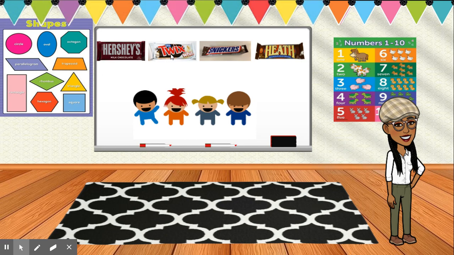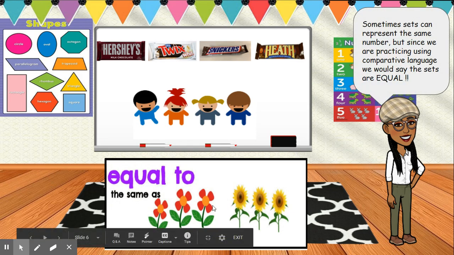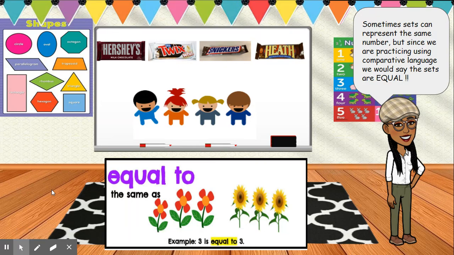So 1, 2, 3, 4. Okay, and then I know she invited 4 people. 1, 2, 3, 4. Wow, so I do have enough. And I noticed that the number of candy bars that I have and the number of people are the same, okay? So another word that we can use for the same is equal to, and that means the same, remember? And sometimes sets can represent the same number. But since we're practicing using comparative language, we will say the sets are equal. Okay, so we would say the candy bars are equal to the number of kids because they are the same.